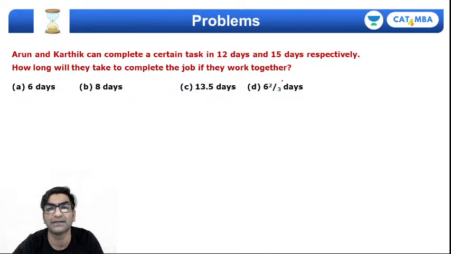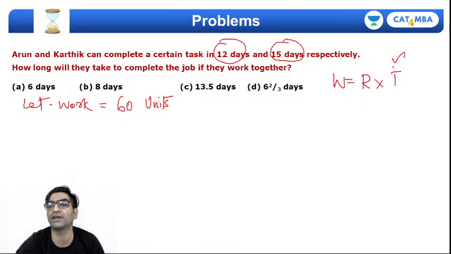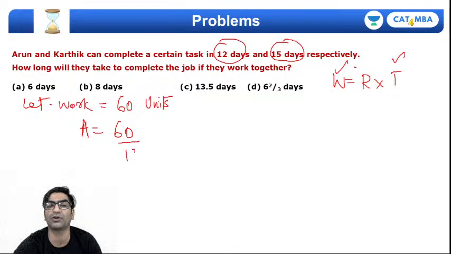Now you know the individual time taken: 12 days, 15 days. So let's assume the work to be an LCM. How much should I assume? The LCM of 12 and 15 is 60. So let the work be 60 units. Now that you've assumed work, remember the formula, let's write it on the side: work is equal to rate into time. You're given time, you've assumed work. So you'll get Arun's rate as work upon time, 60 upon 12, that's 5 units a day, and Karthik's rate as 60 upon 15, that's 4 units per day.